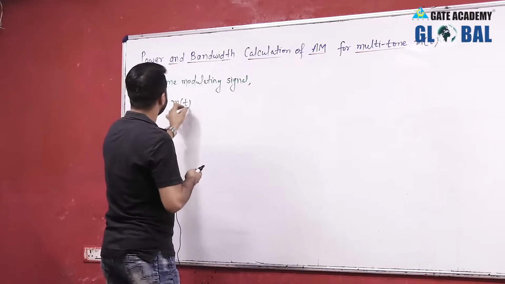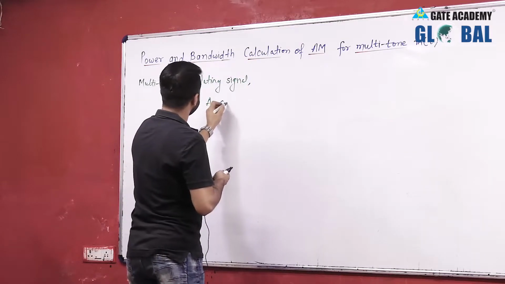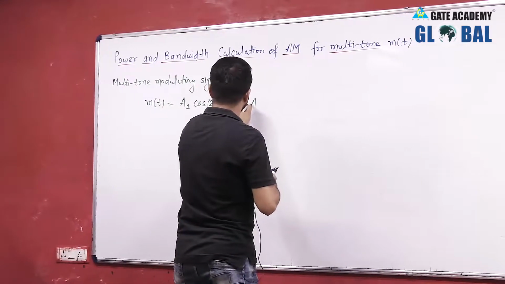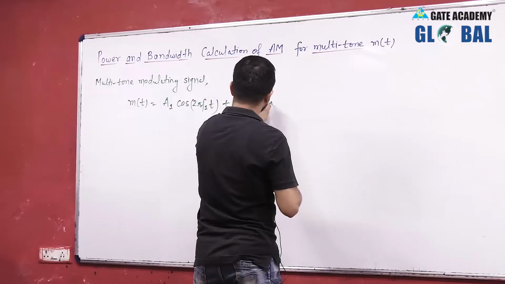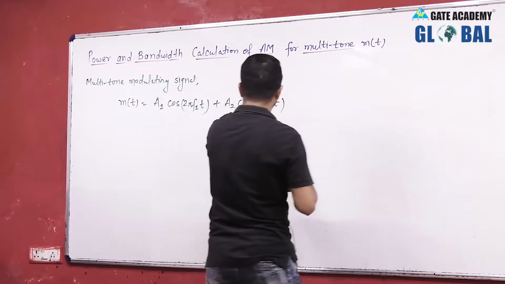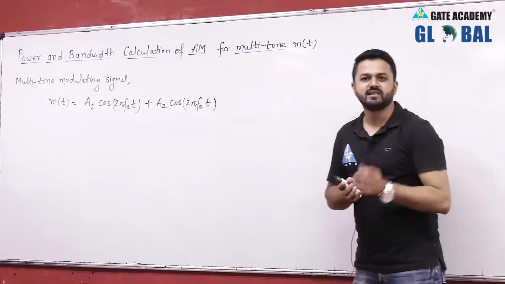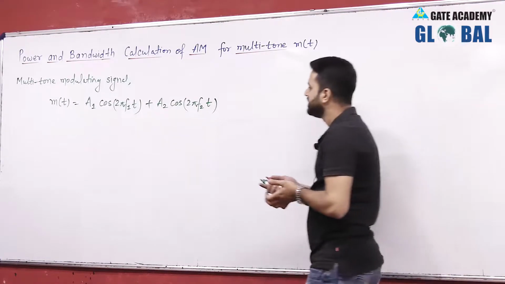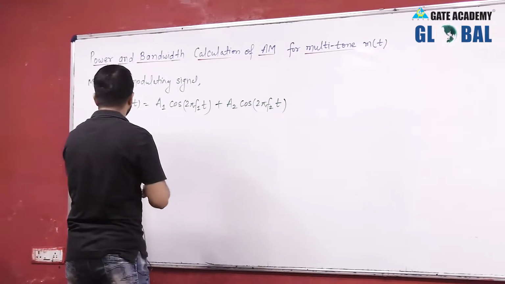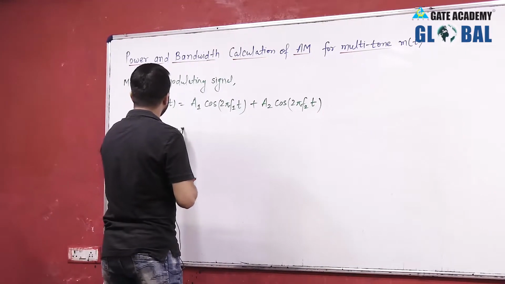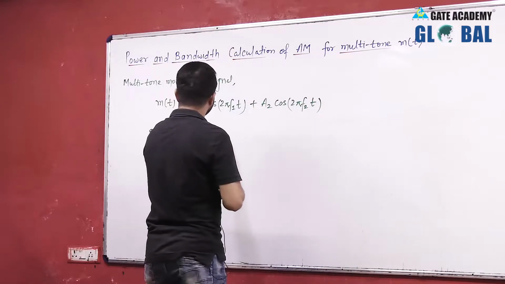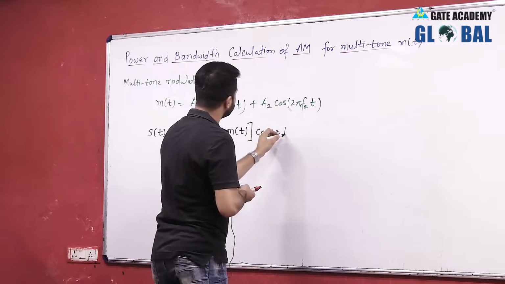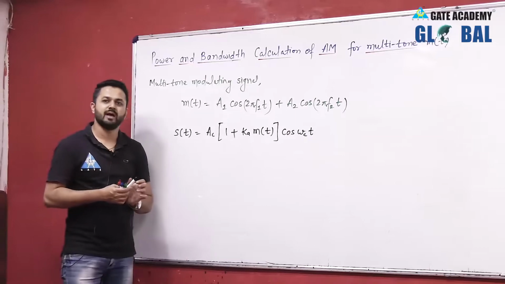So the multi-tone modulating signal m(t) is, let's write, A1 cos 2 pi f1t plus A2 cos 2 pi f2t. This is our message signal and it has more than one frequency component. That's why it is called a multi-tone modulating signal. And the expression of an amplitude modulated signal in general is given by Ac [1 + k m(t)] cos omega c t. This is the expression of an amplitude modulated signal.